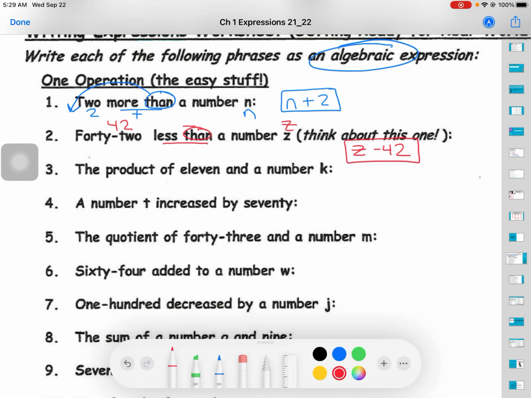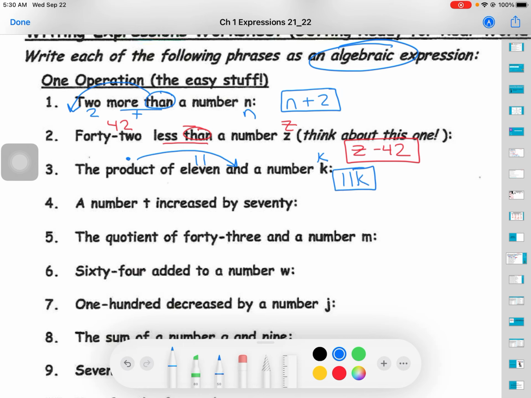Okay. Next one, product. What does product mean to do? It means to multiply 11 and a number k. So I'm going to find the product of these two things, 11 and k. So typically when it's a number and a variable, we just write them right next to each other as 11k.